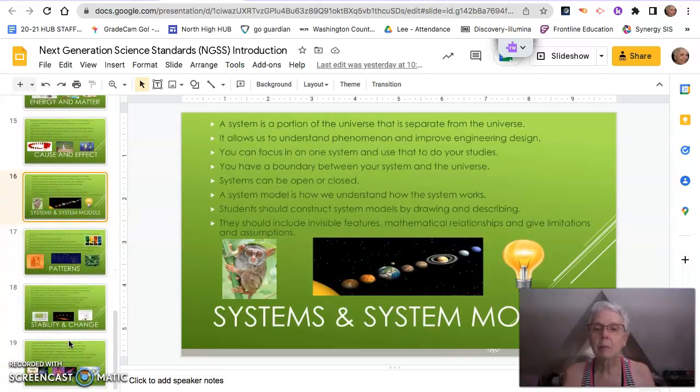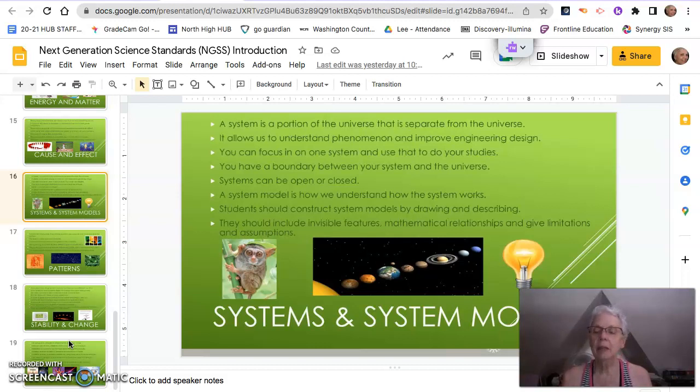Now, system and system models. We're going to look a lot at system and system models. A system is a portion of the universe that is separate from the universe. So think of the Earth system. It also allows us to understand phenomena and improve our engineering designs when we're thinking about these problems. You can focus in on one system and use that to do your study. You will have a boundary between your system and the universe. We'll talk about what that boundary is.